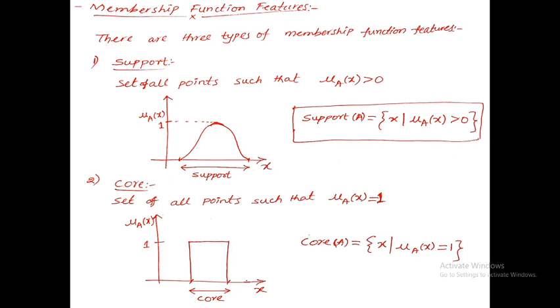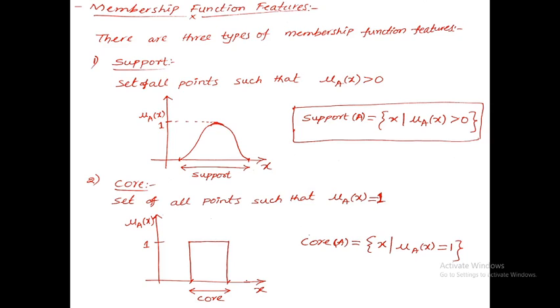Now the features of the membership function. There are mainly three types of features of the membership function. One is support, another one is core, another one is boundary. If you take the support, what is meant by support is the set of all points such that mu A of x is greater than 0.